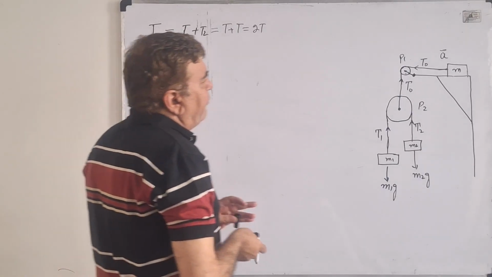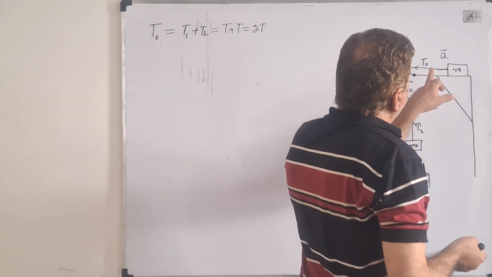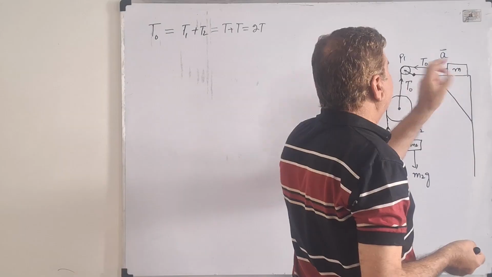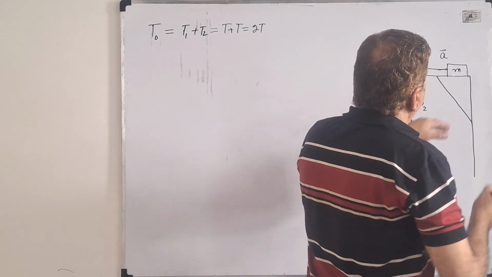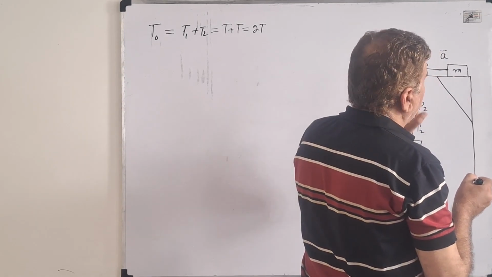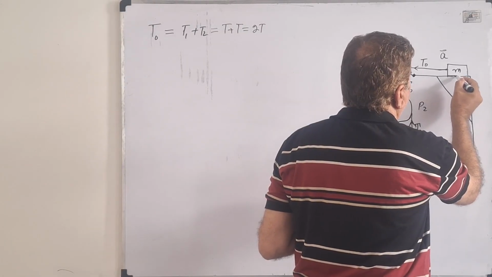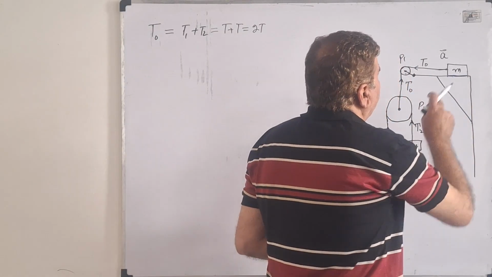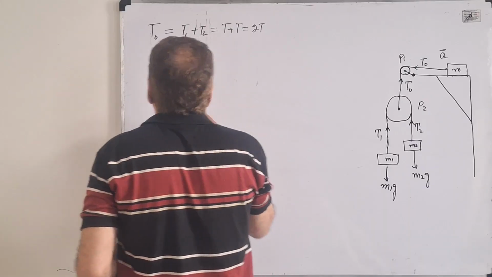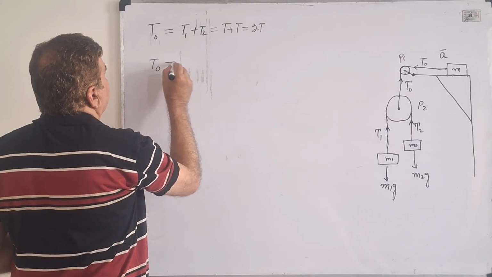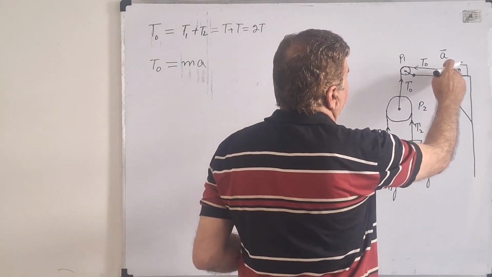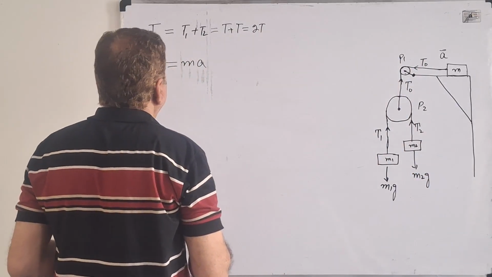Now, if I focus only on this mass, there is only one force acting on it, and that is T naught, and this force is producing acceleration. We further consider that the surface on which M is placed is totally frictionless, so there is no friction between the mass and the surface. Under that condition, the only force acting on mass M is T naught, and according to Newton's second law, we have T naught equal to MA. I'm not putting vectors because A and T are in the same direction. That is just a scalar equation.